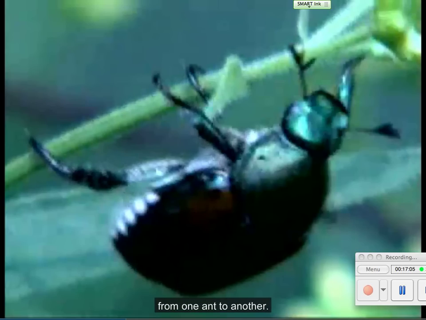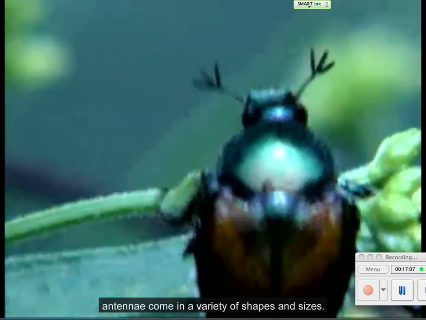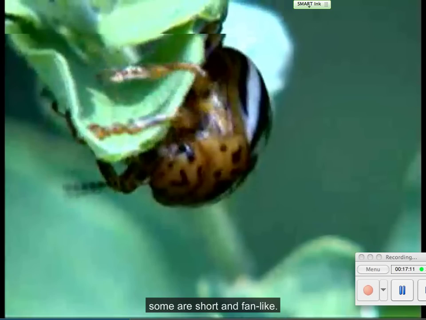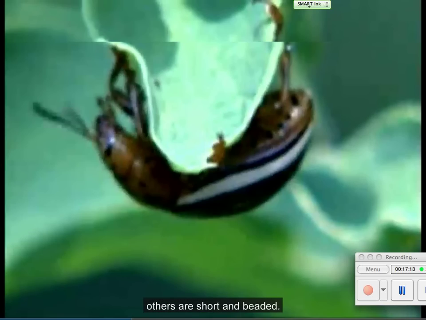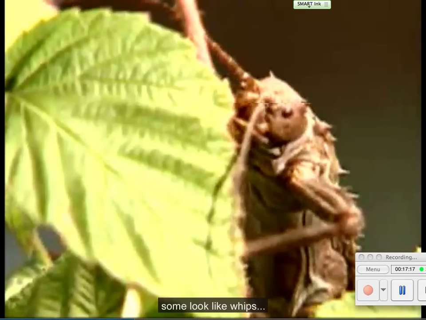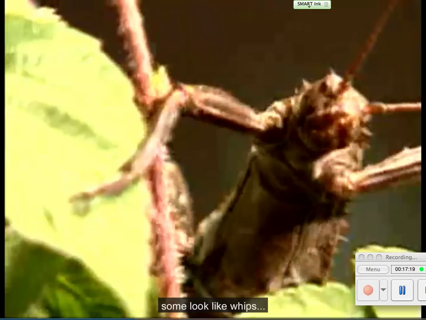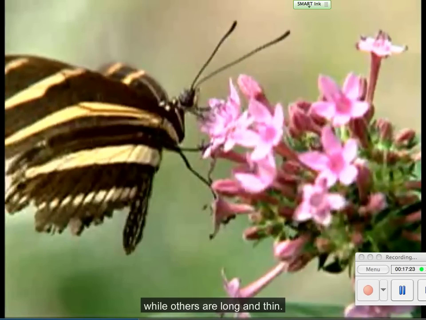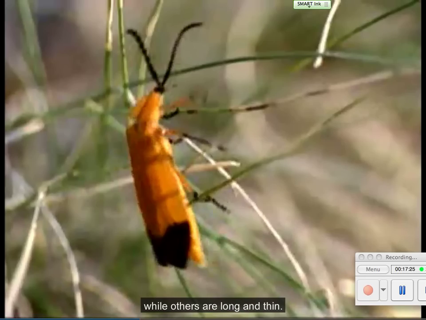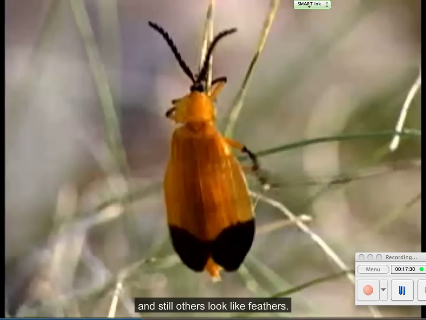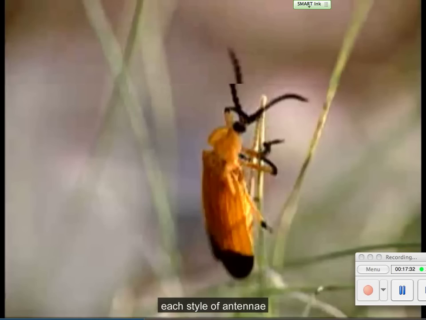Antennae come in a variety of shapes and sizes. Some are short and fan-like. Others are short and beaded. Some look like whips, while others are long and thin. And still others look like feathers. Each style of antenna is better at some things more than others.